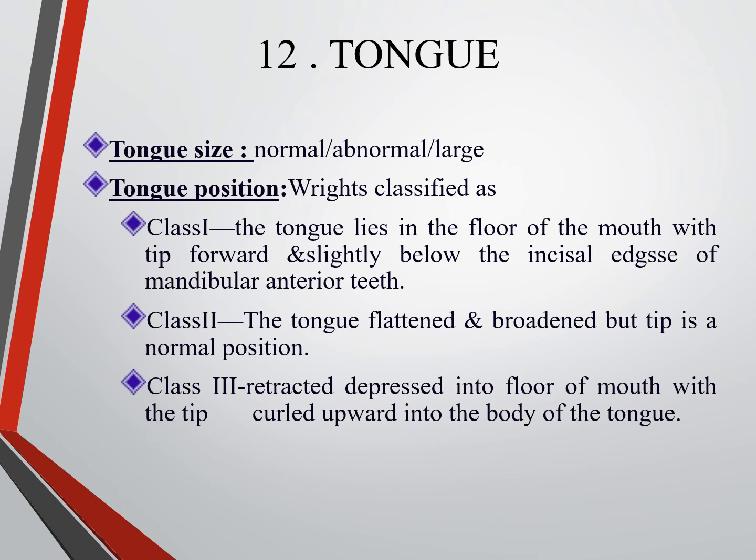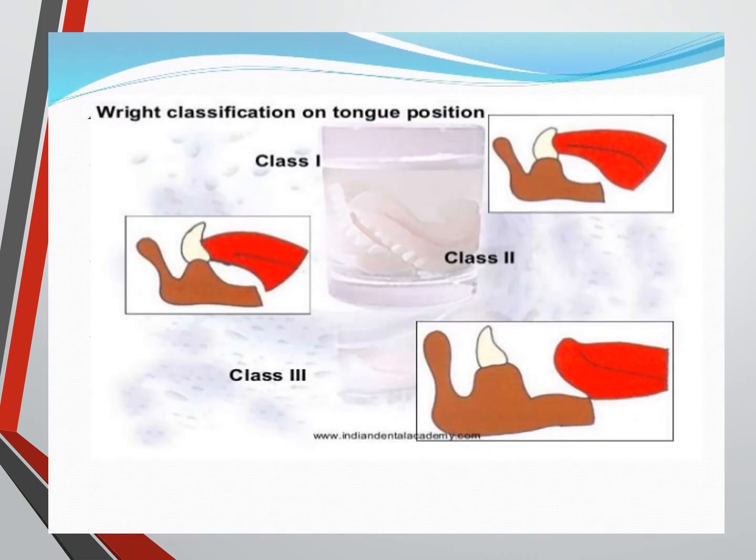Then looking at the class 3 condition, it is usually a retracted tongue and it is depressed in the floor of the mouth, with the tip curled upward into the body of the tongue, which you can see in this picture. So in your class 3, can you see that the tip of the tongue is curled backwards?